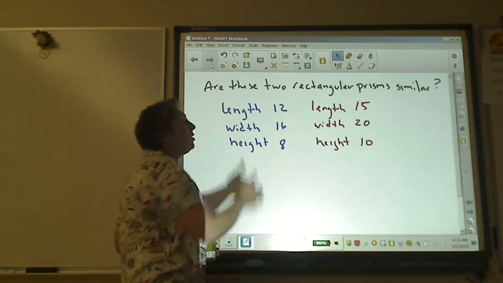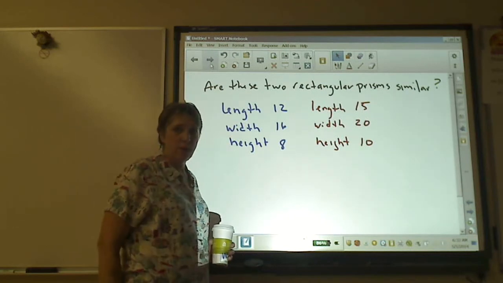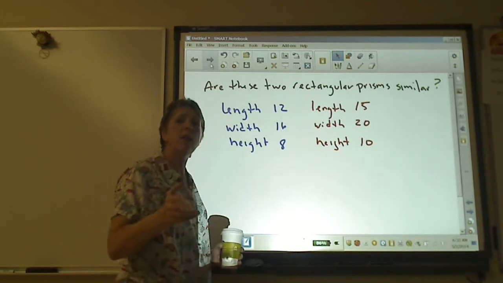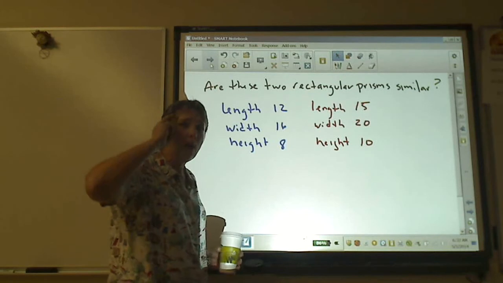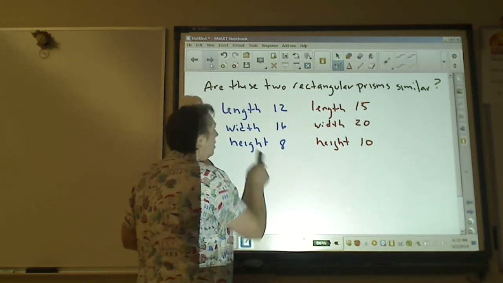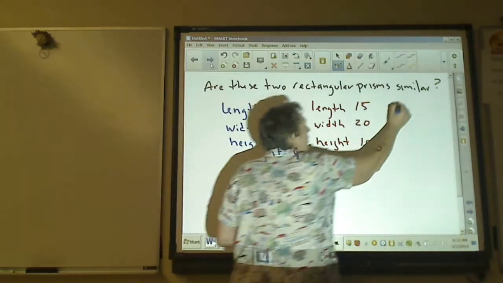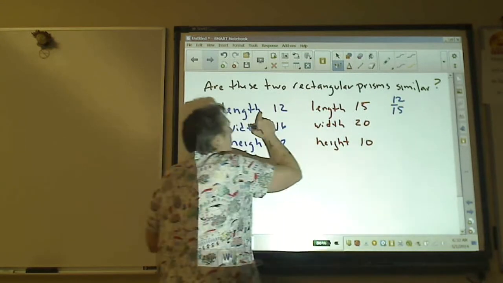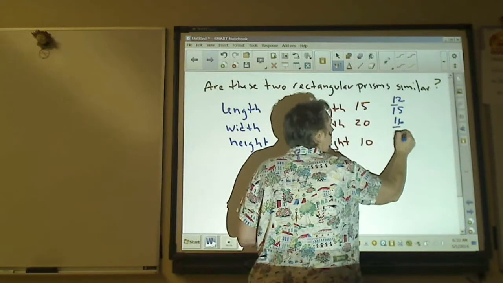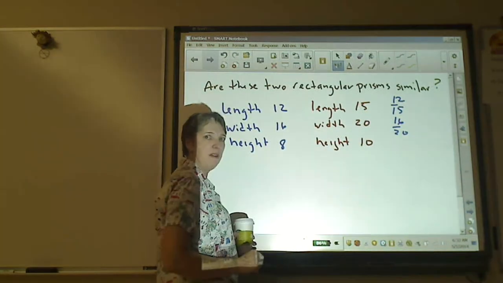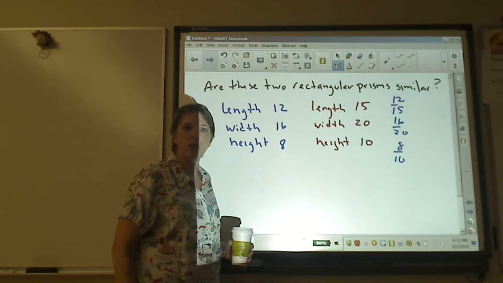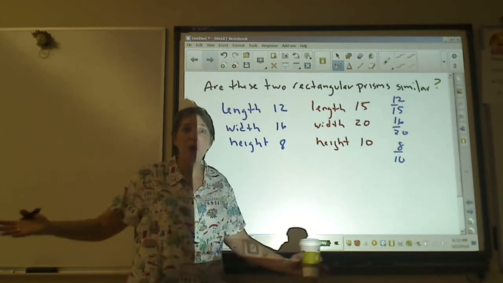So, are these two rectangular prisms similar? They're telling you that it's a rectangular prism. They're not showing you a drawing, but they're telling you that they're two rectangular prisms. So that's telling you that the two shapes are the same. So now what do you do? You write down 12 over 15, because I'm comparing the length to the length, the measurements, 16 to 20, and 8 to 10. Now, what do you have to do with those three fractions? That's right, you have to simplify them.